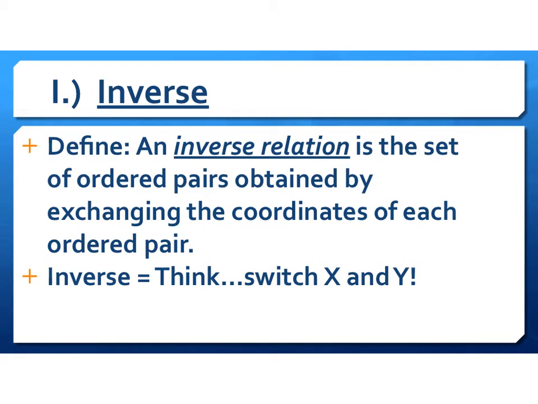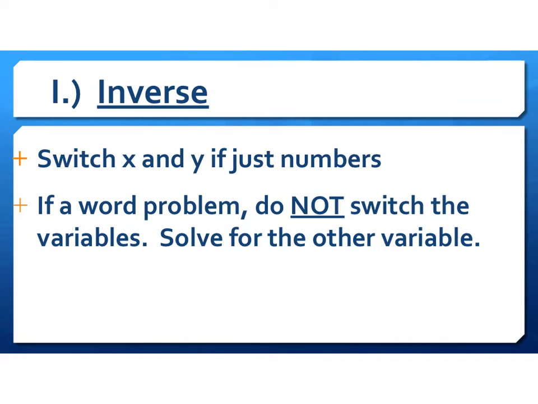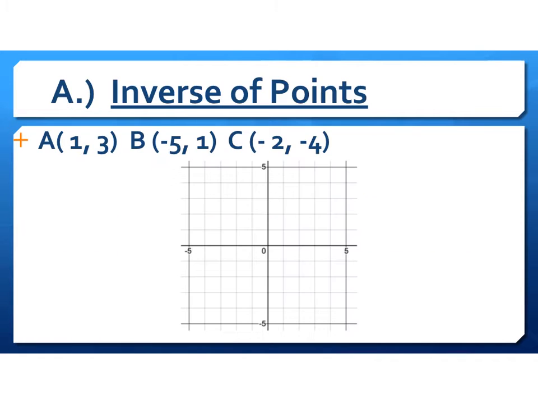So an inverse relation is the set of ordered pairs obtained by exchanging the coordinates of each ordered pair. When you think inverse, you should be thinking, I need to switch the x and the y. Just a careful note, you switch x and y if it's just equations and just numbers. If it's a word problem, do not switch the variables. So if x represents t-shirts and y represents sweatshirts, you can't switch them because they already have some representation. So you would just solve for the other variable.